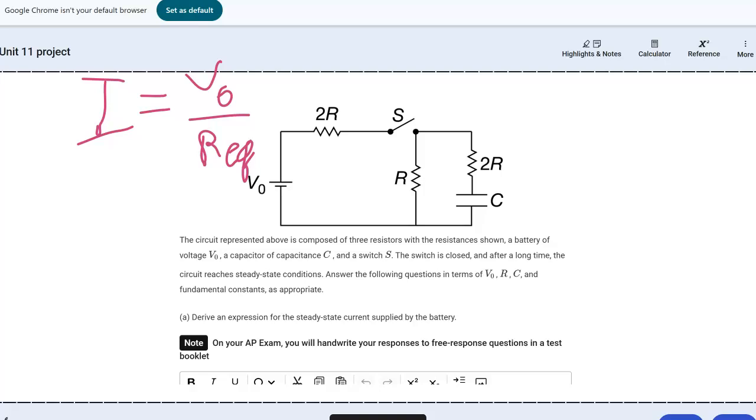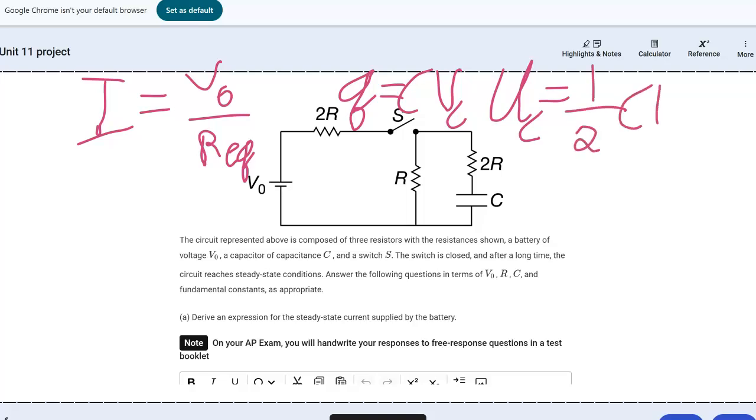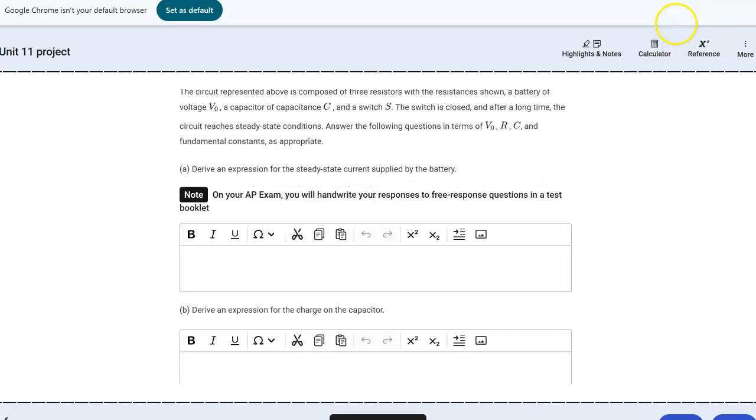And then also we rearrange that for V equals IR. We need to know that Q equals C times the voltage of the capacitor, and then also that the potential energy of the capacitor is going to be that. So, with that being said, let's get into it.